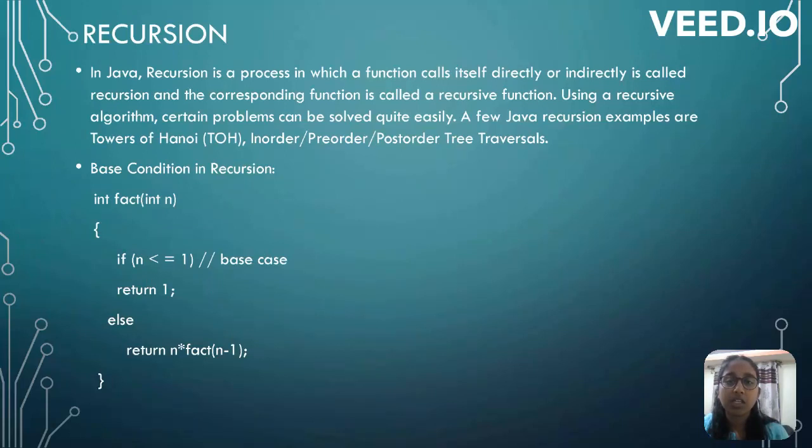Recursion. In Java, recursion is a process in which a function calls itself directly or indirectly, and the corresponding function is called a recursive function. Using the recursive algorithm, certain problems can be solved quite easily. A few Java recursion examples are Tower of Hanoi, inorder, preorder, postorder tree traversal. The base condition in the recursion is as given below.